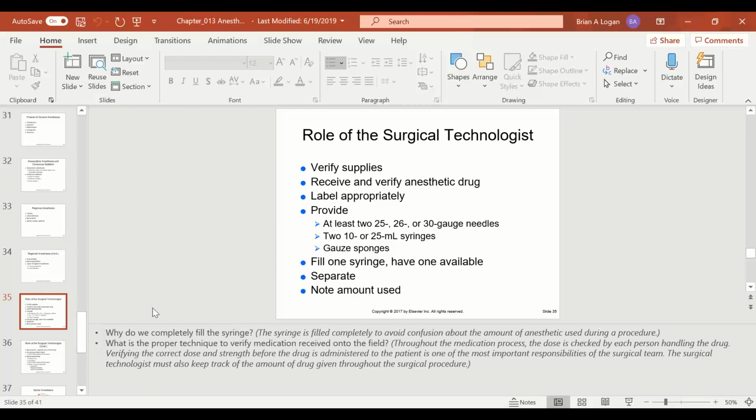And then you always want to keep track of how much has been used. That's something that you're going to have to report to the nurse at the end of the procedure. She'll ask you how much local was used, 12 cc's, 14, whatever. That's all used to keep track of how much pain medication has been given to the patient. So when they're in recovery, if they're experiencing more pain, then they know how much more they can give them before they've reached max dosage.